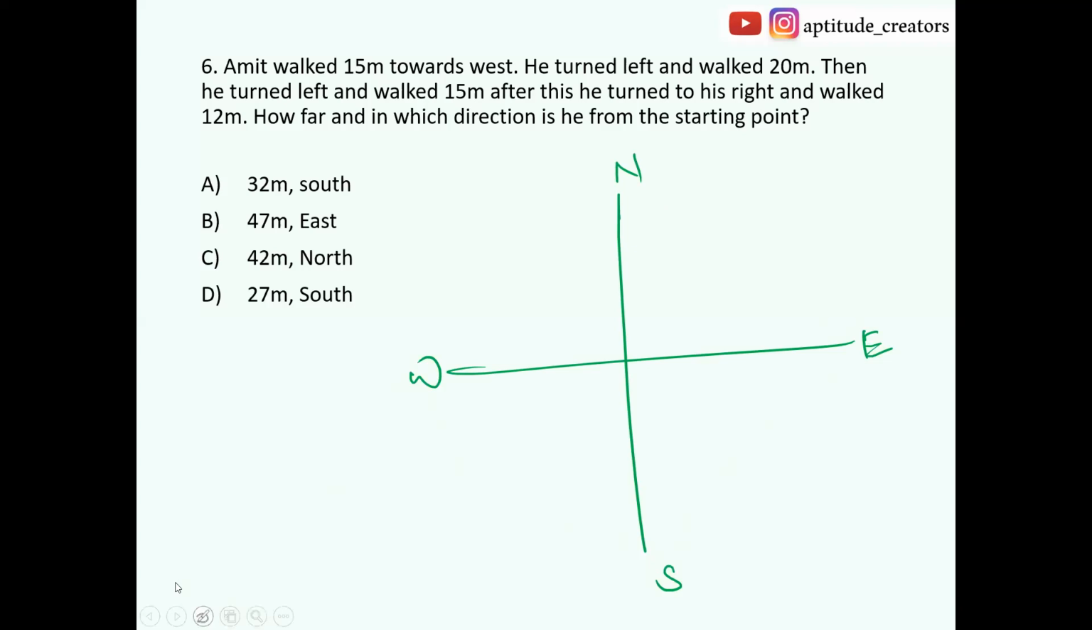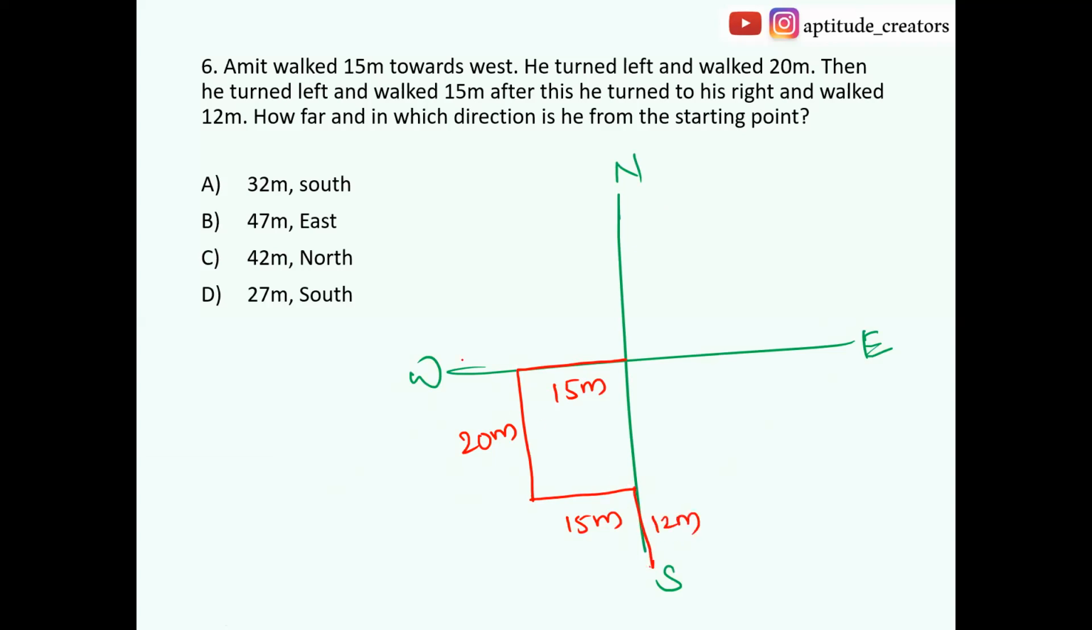Amit walked 15 meters towards west. He turned left and walked 20 meters. Then he turned left and walked 15 meters. After this, he turned right and walked 12 meters.